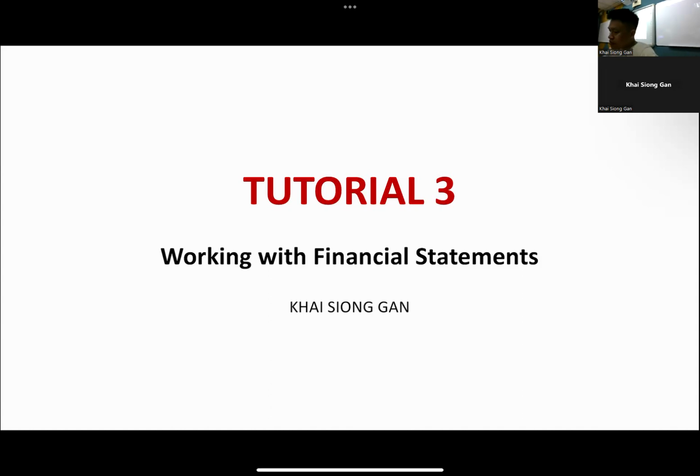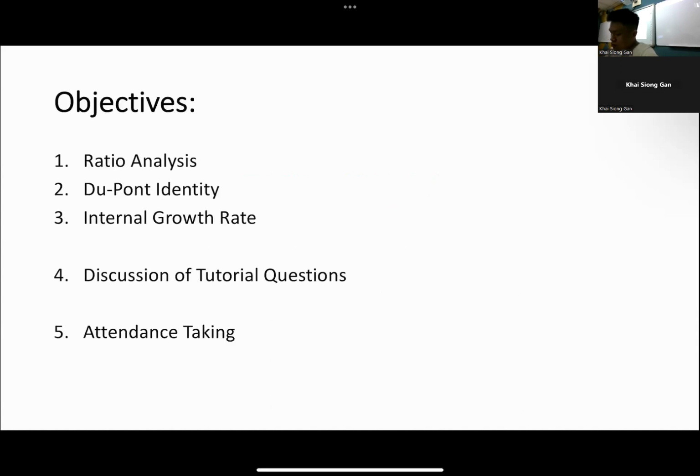Before we look into today's contents, we are going to look into three main things: ratio analysis, the DuPont identity, which is one formula, and some formulas on internal growth rate. So there are only three main things you need to focus on for today's session.